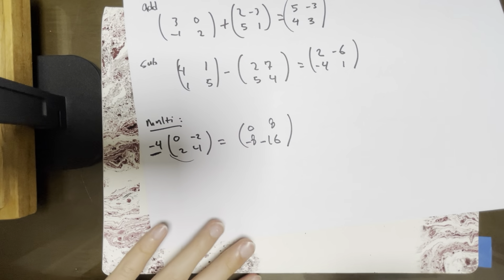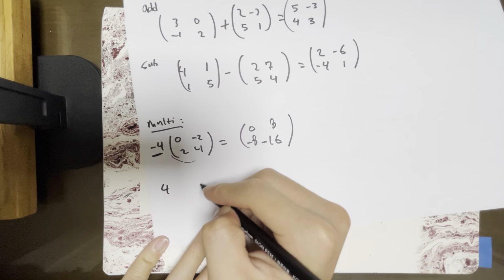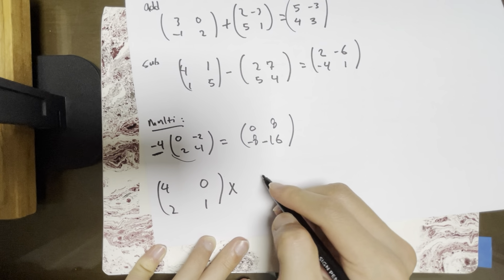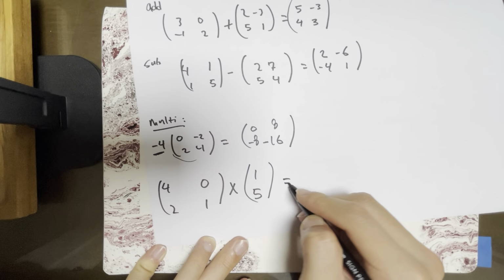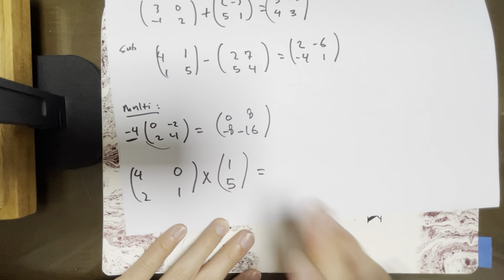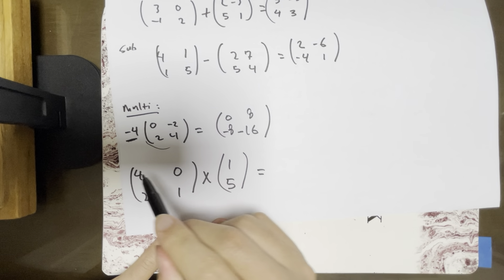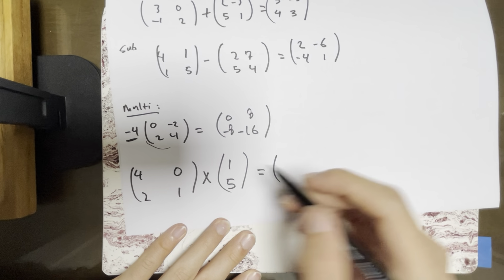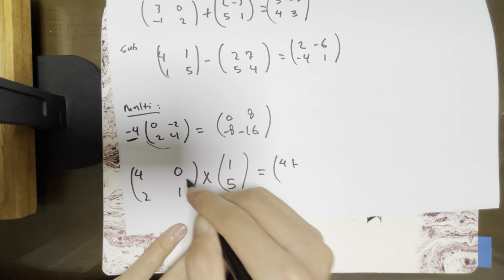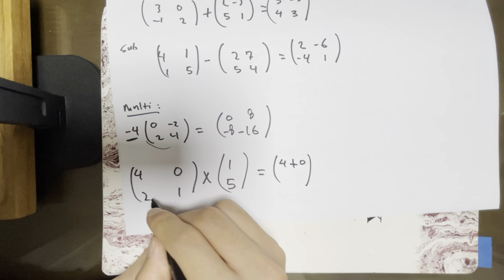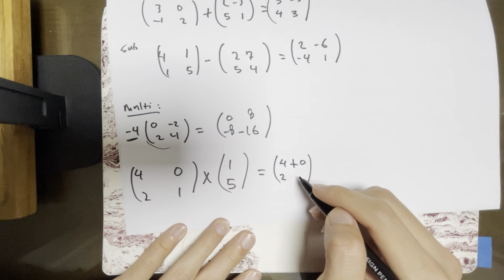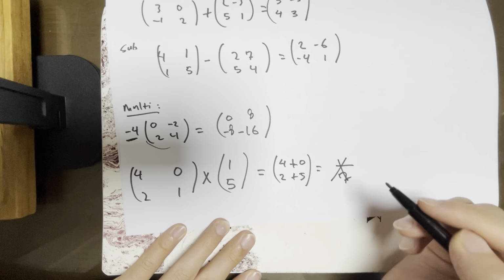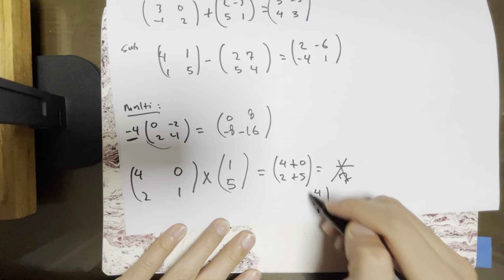Now, the real matrix multiplication is when it really gets confusing. So 4, 0, 2, 1 multiplied by 1, 5. Now, some of you guys might just look at this and be able to do it, but most of you probably can't. So 4 times 1, I'll do the calculation first and then I'll explain. 4 times 1 gives us 4, plus 0 times 5 gives us 0. 2 times 1 gives us 2, 1 times 5 gives us 5. Simplified, 4 and 7, brackets around.